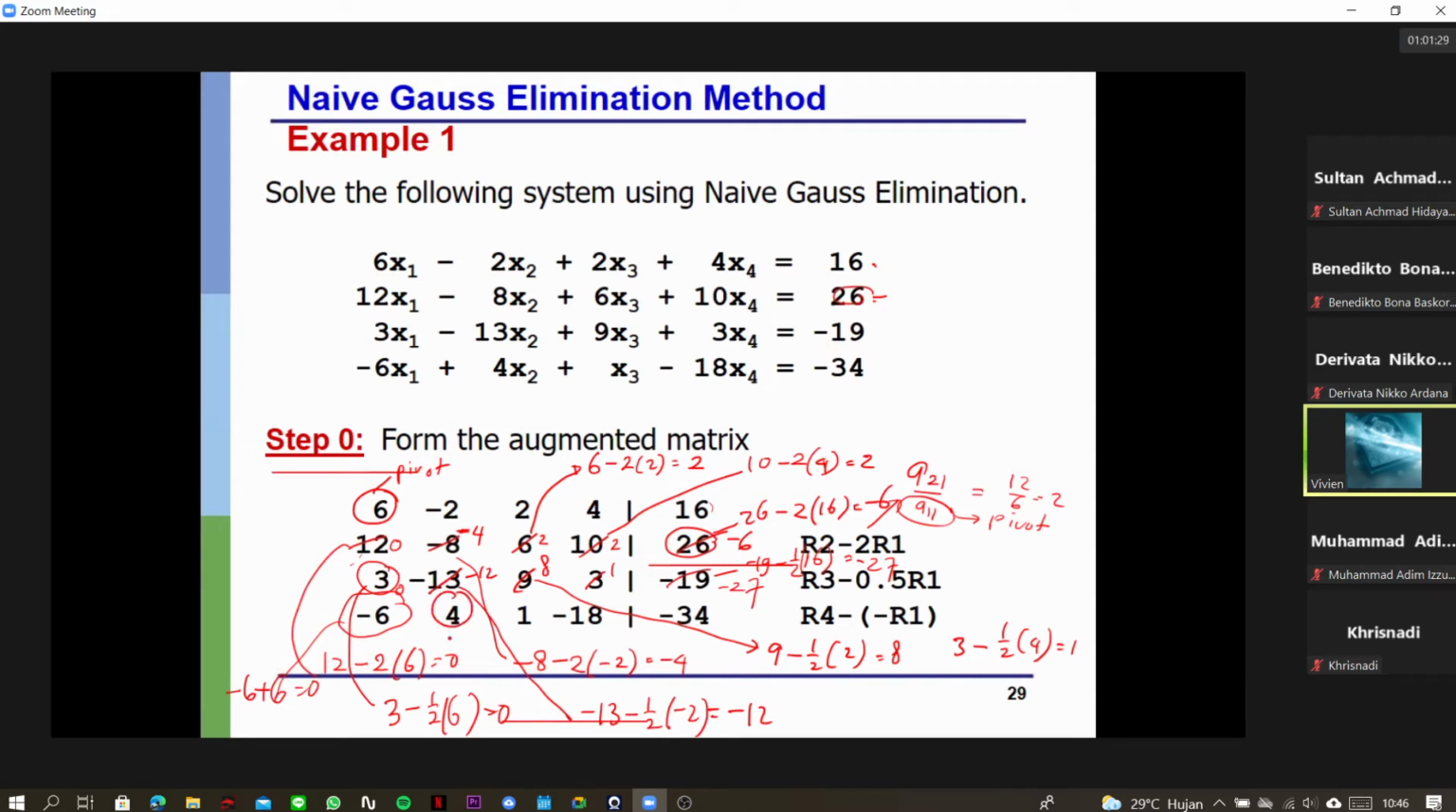Now this one will be 4 plus the value for the first row. So that will be minus 2, so that will be 2. That is 0, 2. And this one will be 1 plus 2, so that will be 3. And this one will be minus 18 plus 4, so that will be minus 14. And this one will be minus 34 plus 16, so that will be minus 18. So we see the last row here will be 0, 2, 3, minus 14, and minus 18.